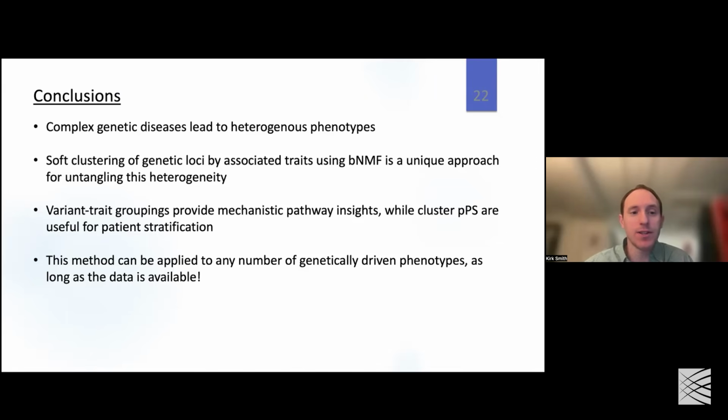So in conclusion, complex genetic diseases lead to heterogeneous phenotypes. Soft clustering of genetic loci by associated traits using BNMF is a unique approach for untangling this heterogeneity. Variant trait groupings provide mechanistic pathway insights, while cluster PPS are useful for patient stratification. And the takeaway for anyone interested in applying this to other diseases is that this method is very flexible, and we can apply it to essentially any complex genetic disease as long as the data is available.